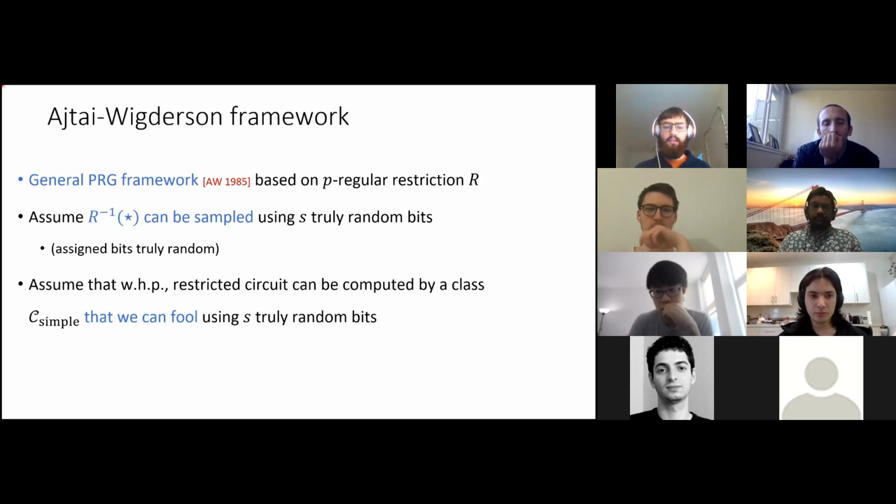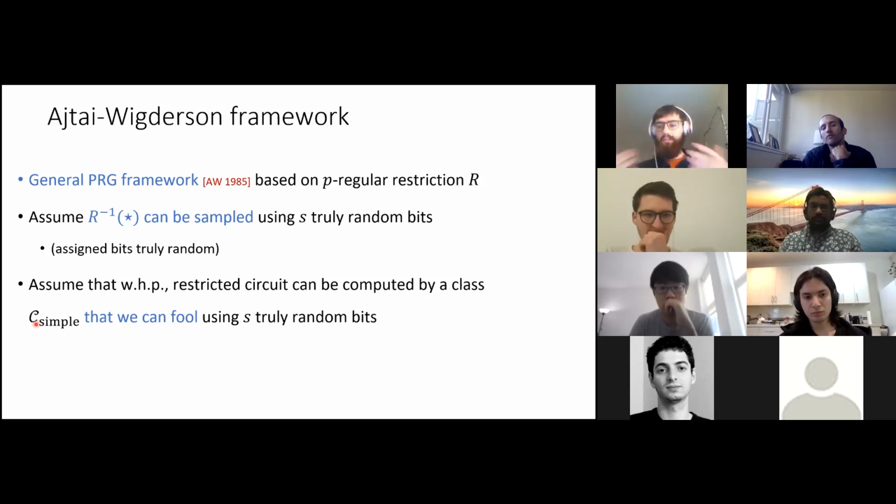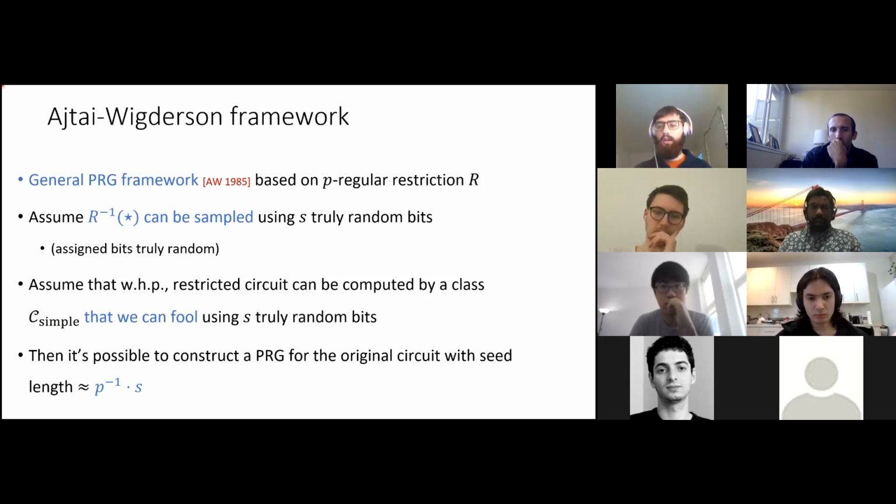The second ingredient is that with high probability, when you hit the circuit with this restriction, the circuit simplifies in the sense that we can fool the restricted circuit. So with high probability, we land in some class C_simple for which we can design a pseudorandom generator. That pseudorandom generator is the second ingredient of this framework. If you have these two ingredients, then there's a simple recursive trick. Let me not explain in detail exactly how it works, but Ajtai and Wigderson noticed a simple trick that lets you combine these two ingredients and get a pseudorandom generator for the original circuit class that we're interested in.